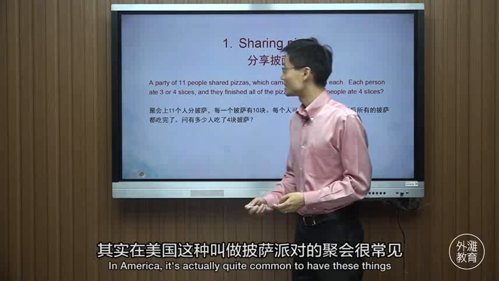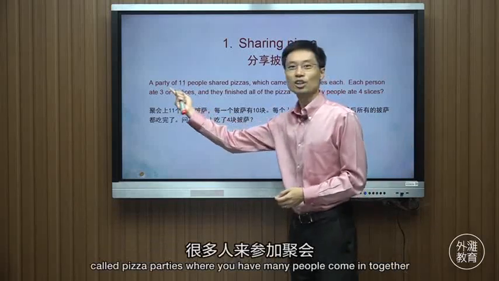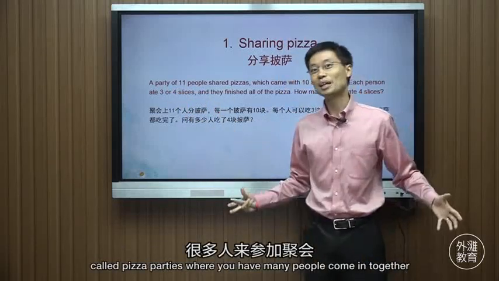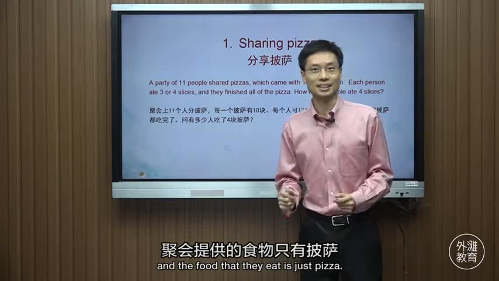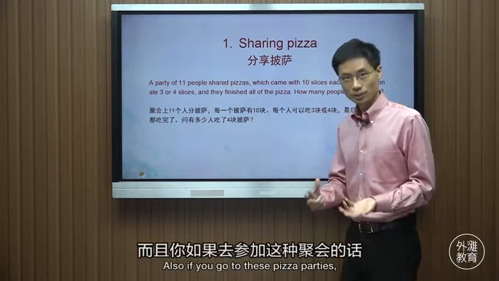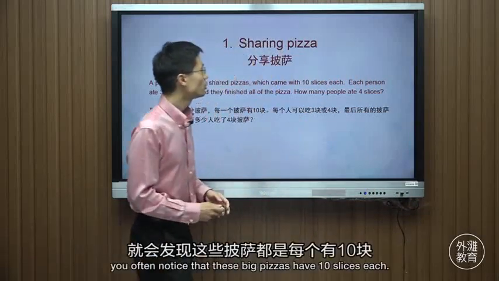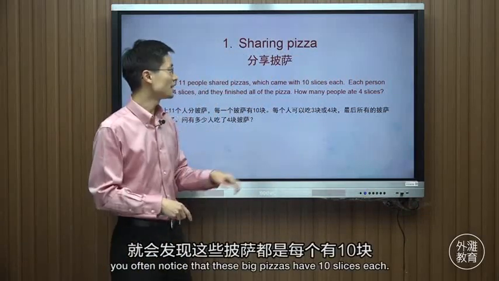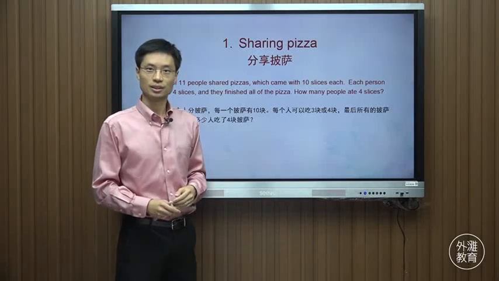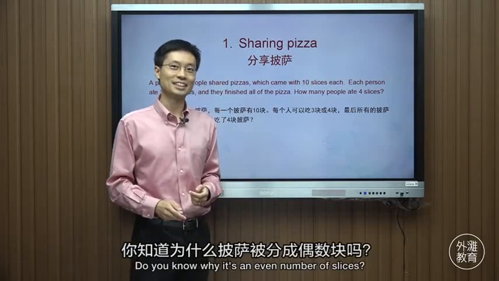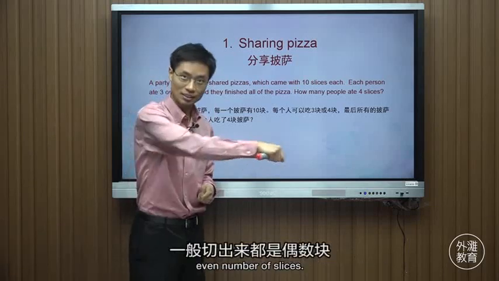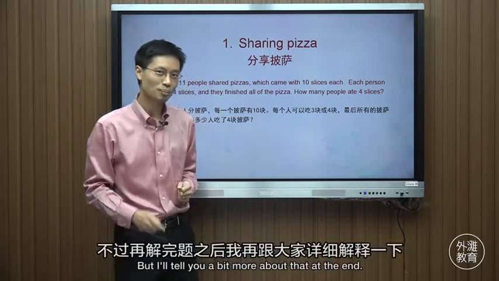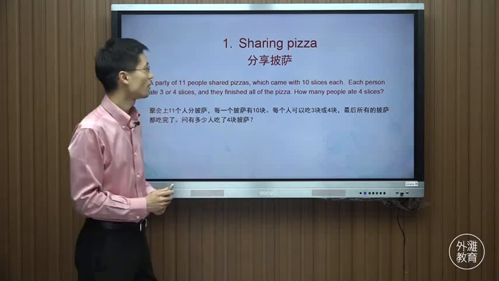In America, it's actually quite common to have these things called pizza parties, where you have many people coming together and the food that they eat is just pizza. Also, if you go to these pizza parties, you often notice that these big pizzas have 10 slices each. Do you know why it's an even number of slices? It's because it's usually easier to cut the pizza to have an even number of slices. But I'll tell you a bit more about that at the end.